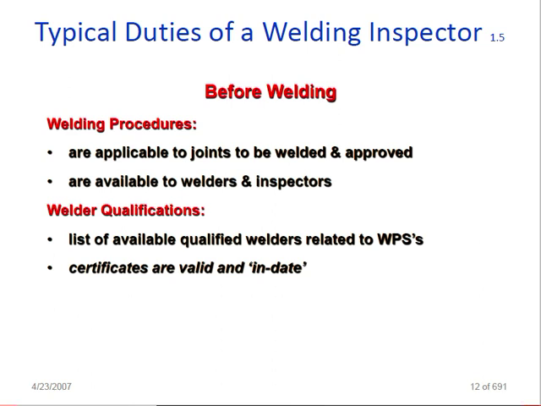The welding procedure must be approved and available to welders and the inspector before starting the welding. Welders should have all these things inside the WPS: the root gap, root face width and bevel angle, so the welder can check by himself that the joint is okay and start the welding, same as the inspector. Welder qualification: a list of available qualified welders related to the WPS, certified and valid in date.